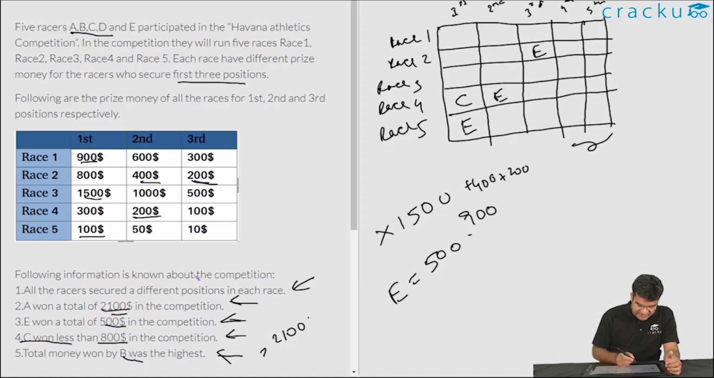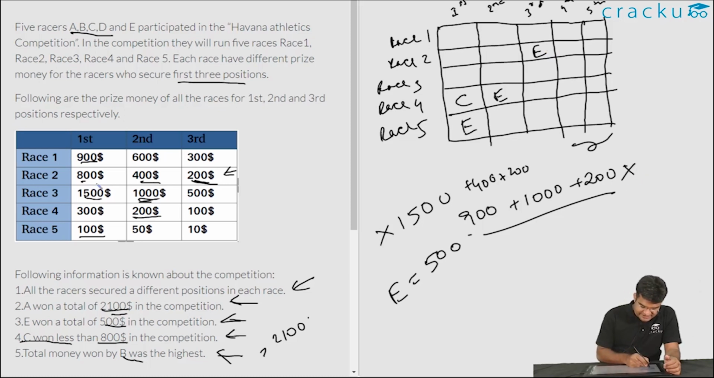There are combinations which will give him 1200. One of the combinations is 1000 plus 200. I think that is the only combination possible. So one of the combinations is 900 plus 1000 plus 200. But we reject this case also because E has won 200 in race 3. We know that, and we have filled it up that E has come third. So this case is also something that we can reject.